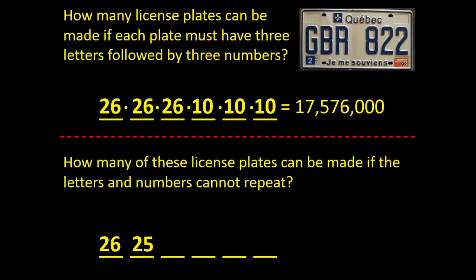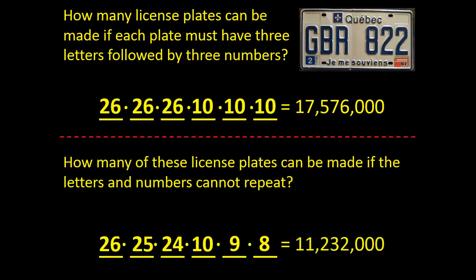And the third position can't be either one of those 2 letters, so we only have 24 letters to choose from. Now we're ready for some numbers. There's 10 numbers to choose from in the first position where we can put a number, but we don't want to repeat that number, so there's only 9 possible numbers for the next position, and we can't repeat either of those numbers, so there's 8 numbers possible for the last position on the plate. Multiply those together and we get 11,232,000 license plates.